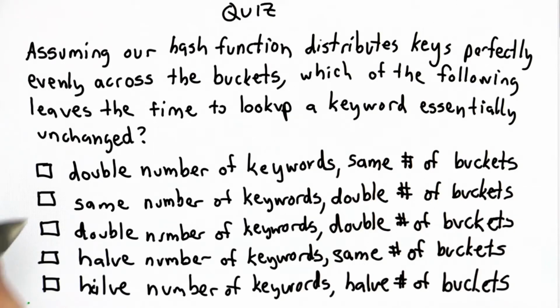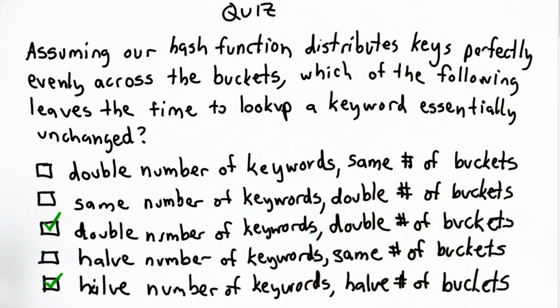So there are two correct answers. The third one and the fifth one. And this is why a hash table is such a great advance over the linear index, is that we can double the number of keywords and double the number of buckets, and the lookup time stays the same.